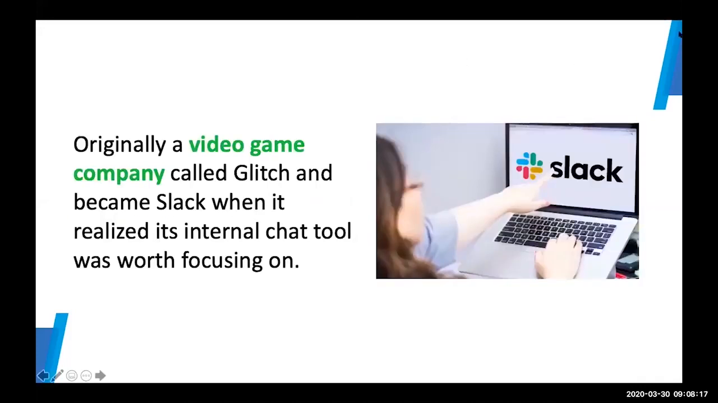Slack, we all know and love, used to actually be a video game company called Glitch. So while their game was really popular, they realized that the communication tool was even more popular and could be used in a multitude of different industries. So obviously businesses took on and enterprises caught on really, really quick that this was a great communication tool, and I'm sure just about all of us use it now.